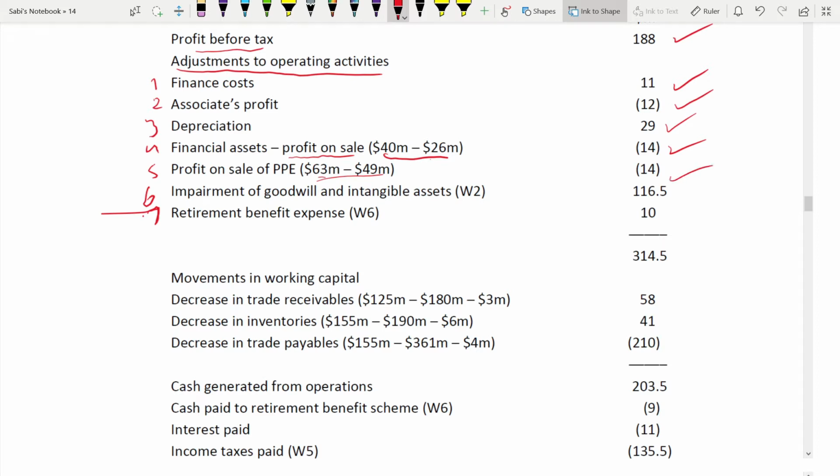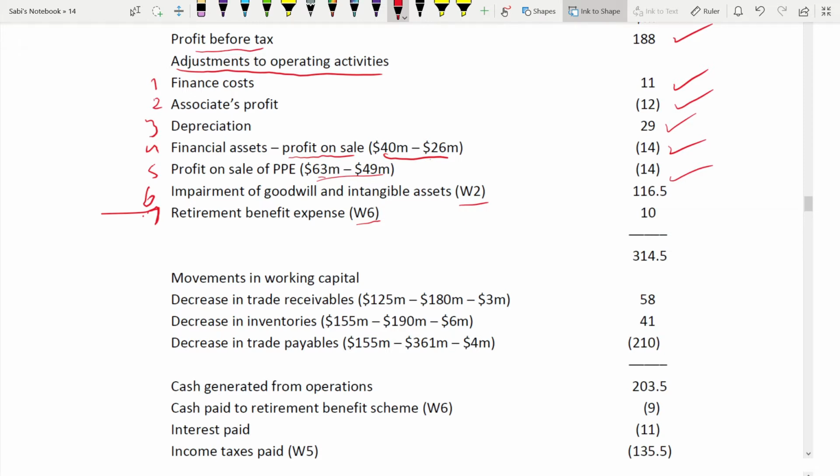Then we have impairment of goodwill and intangible assets. For that, working 2 is required, which needs to be added. Impairment we add. Retirement benefit expense, it's an expense, we add it again, and for that we have working 6. Basically all the expenses and income we are adjusting here.